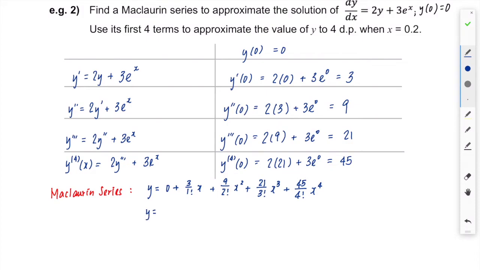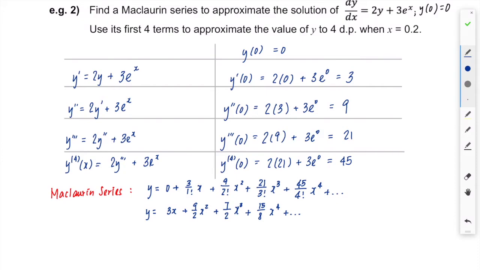So what do we have here? 3x, 9 over 2 x squared, 21 over 3 is 7, so plus 7 over 2 x cubed, plus 45 divided by 3 is 15, so 15 over 4 times 2 is 8, x to the fourth, and of course, dot dot dot.